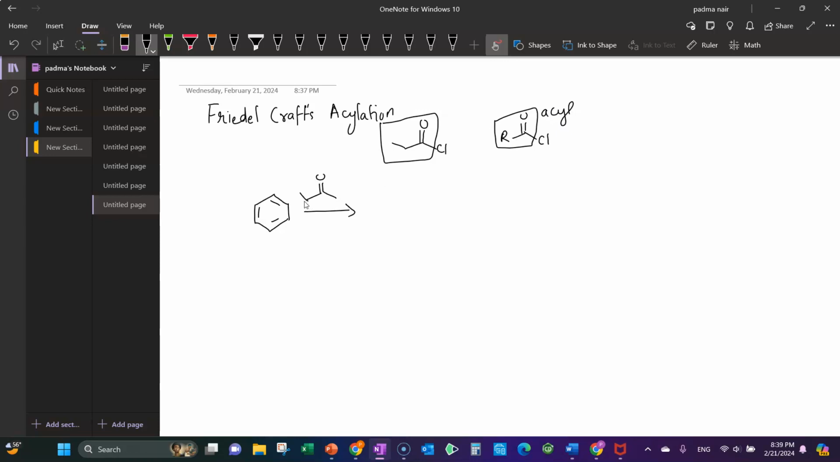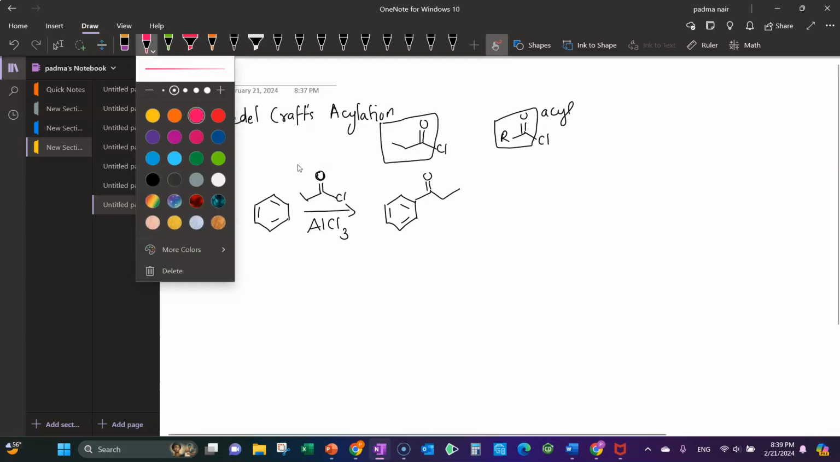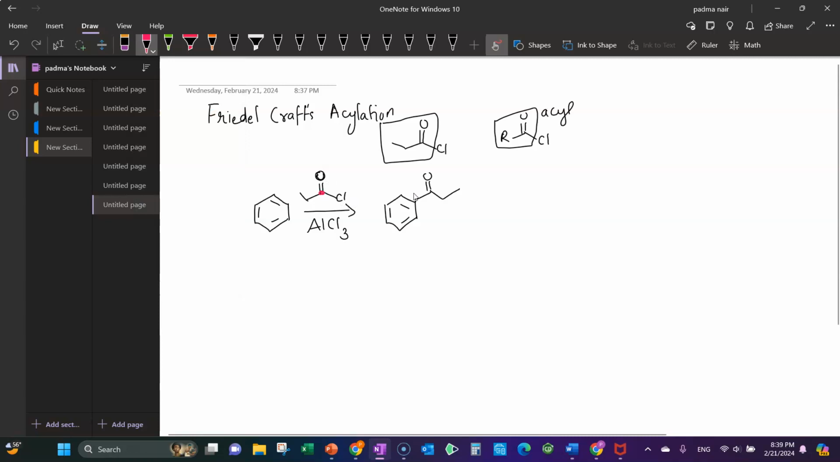Okay, so your R can vary. So in this case, I'm taking a 3 carbon atom total in my acyl group. So we have a chloride here. Again, this reaction takes place in the presence of a Lewis acid, AlCl3. Okay. And what we end up getting is a substituted benzene, a ketone. Right? So I would put a color here just to highlight that this is the carbon atom which is the point of attachment. Okay, not any of these. So the carbon bearing the double bonded oxygen is the point of attachment.